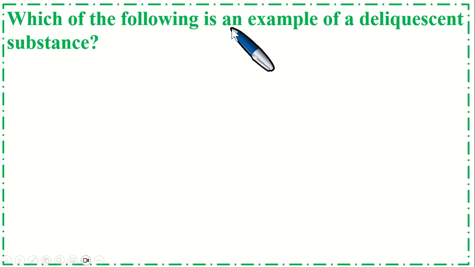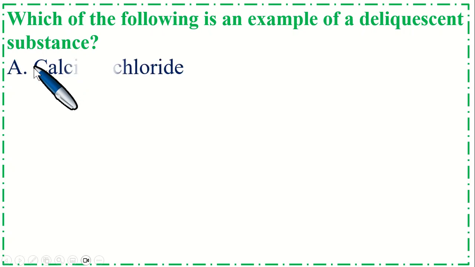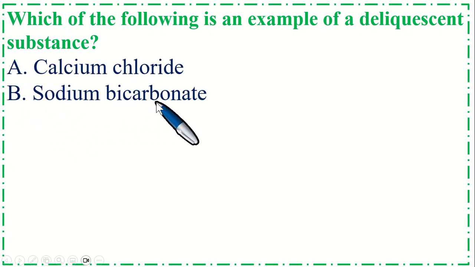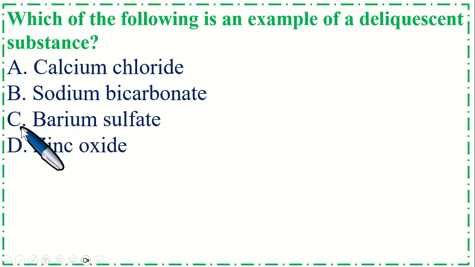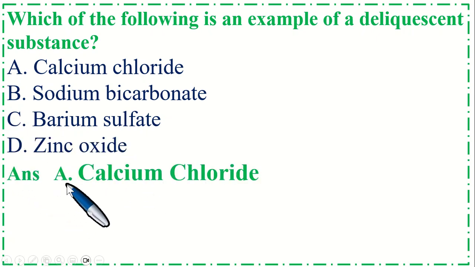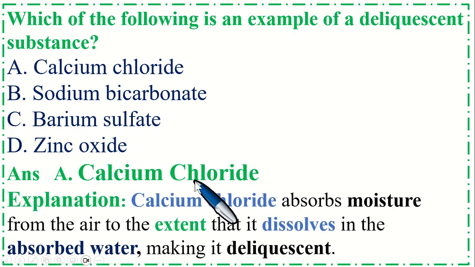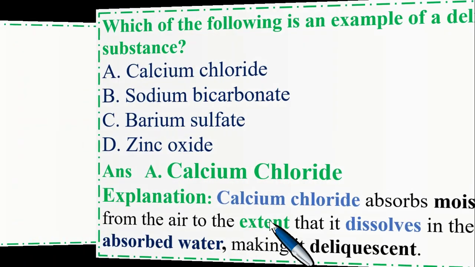Which of the following is an example of deliquescent substances? Option A, calcium chloride, B, sodium bicarbonate, C, barium sulfate, and option D, zinc oxide. So the correct option is A, calcium chloride. Calcium chloride absorbs moisture from the air to the extent that it dissolves in the absorbed water, making it deliquescent.